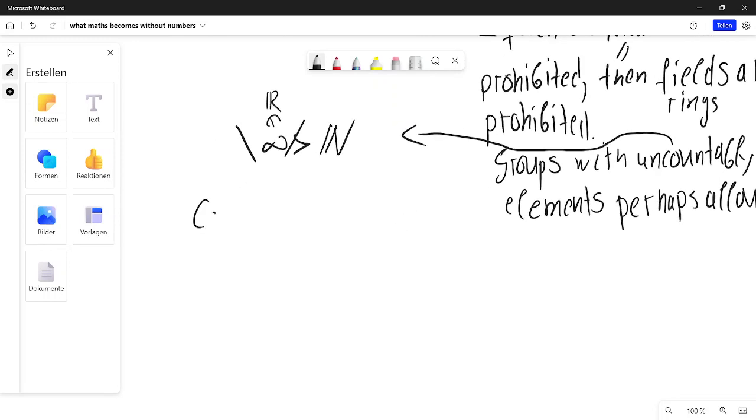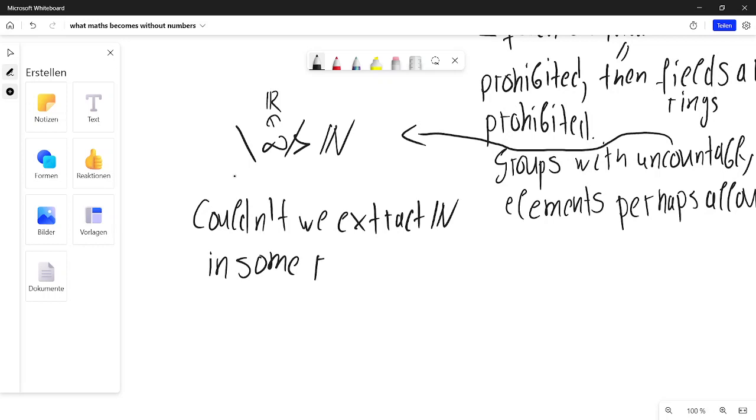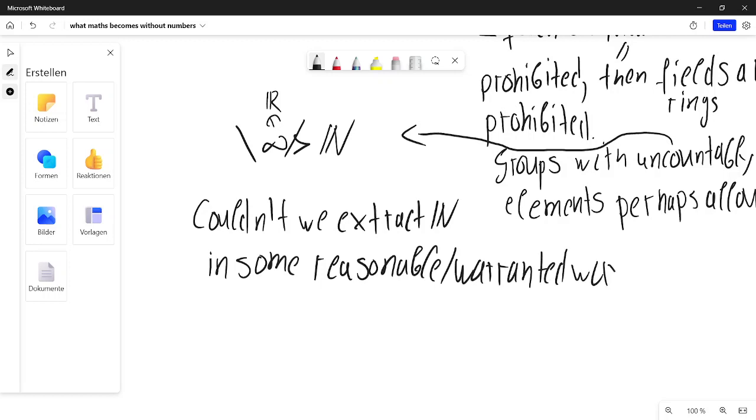Couldn't we extract n in some way, some reasonable, warranted way? And we kind of could, so this becomes a question of, I don't even know of what. Ah, okay, actually, yeah, we kind of could.